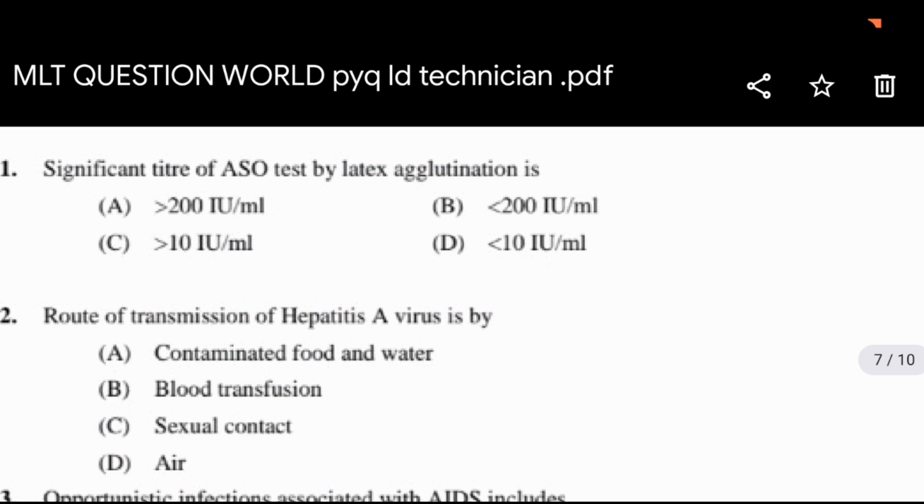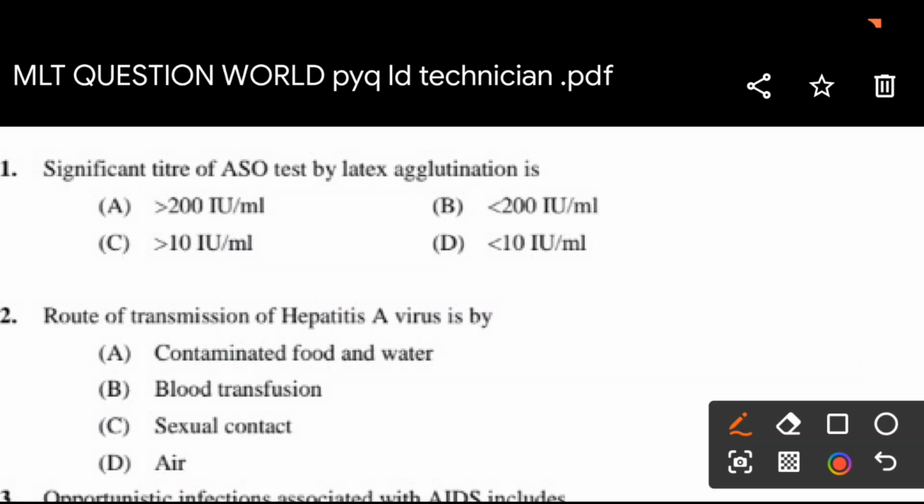Next one. Significant titer of ASO test by latex agglutination is more than 200 IU per ml, less than 200 IU per ml, more than 10 IU per ml, less than 10 IU per ml. Significant titer of ASO is more than 200 IU per ml.